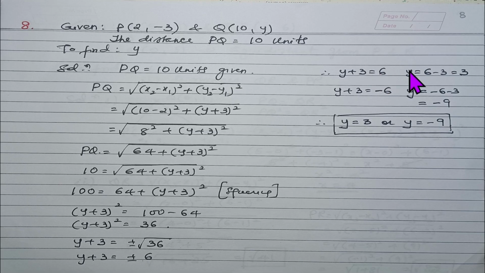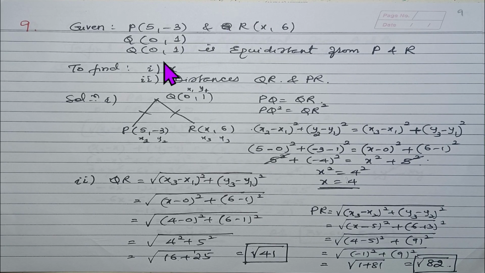So y plus 3 is equal to 6, therefore y is equal to 3. And y plus 3 is equal to minus 6, because we have two values of y plus 3 here, so y is equal to minus 9. Therefore the value of y is 3 or minus 9. So very simple, again using the distance formula. Okay, remember that. Now in example number 9, we are given 3 points: P (5, -3), Q (0, 1) and R (x, 6). They have also said that Q (0, 1) is equidistant from P and R. We have to find the value of x.